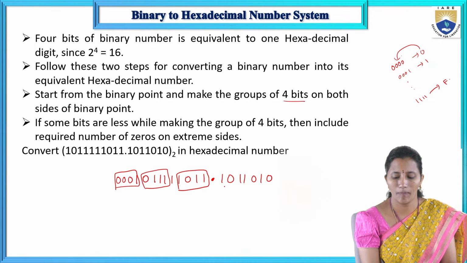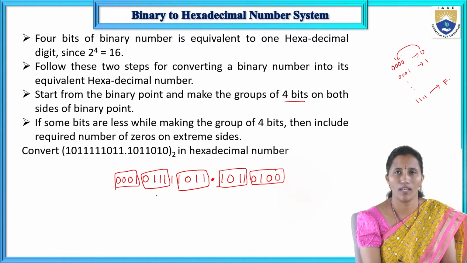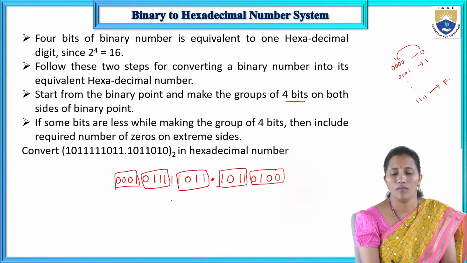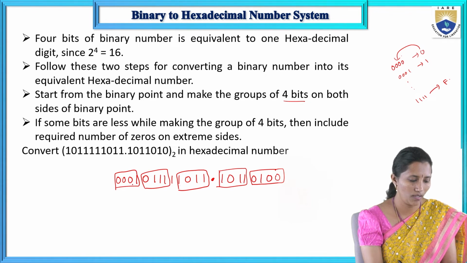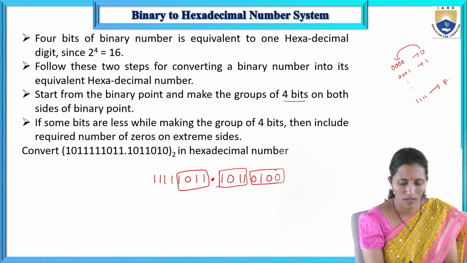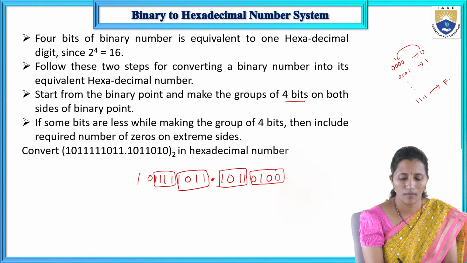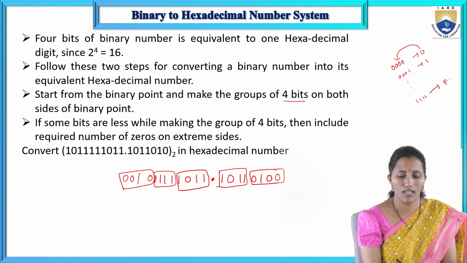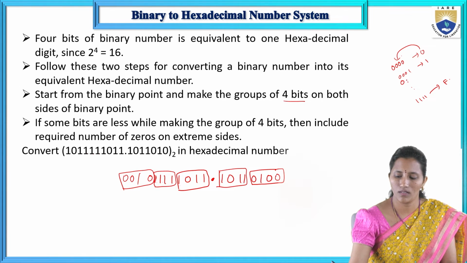And for the fractional part after the binary point, also make groups of 4: 1011, and here we have only 3 bits. So we have to add 0 at the extreme side, that is the LSB side. We have to group 4 bits like that. So 0001 is represented here. Then 1111 01: these 4 ones are one group, and we have only 10 here, so 2 zeros are added. So here 0010.